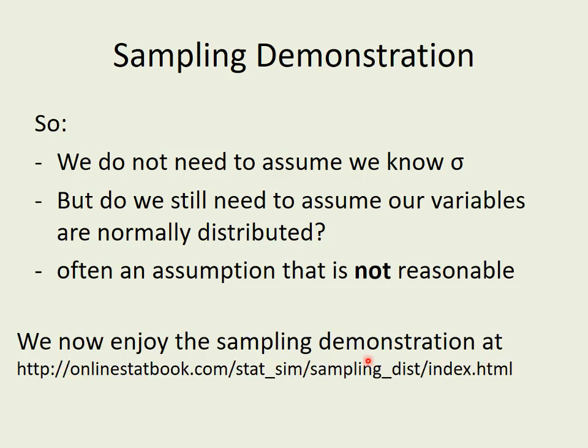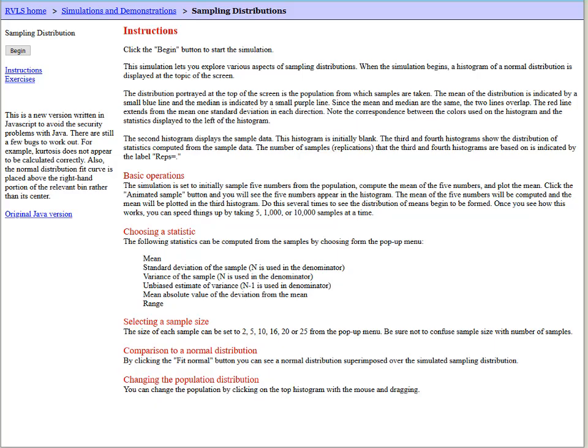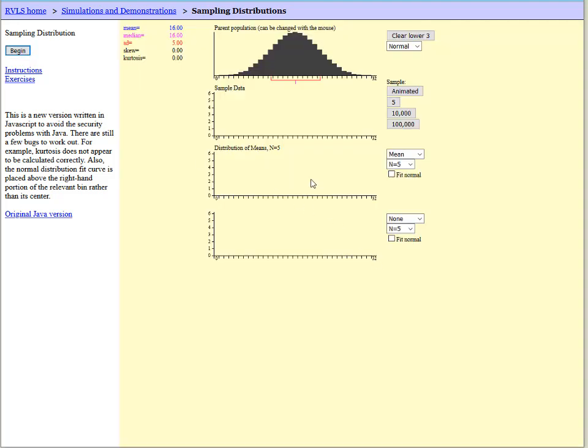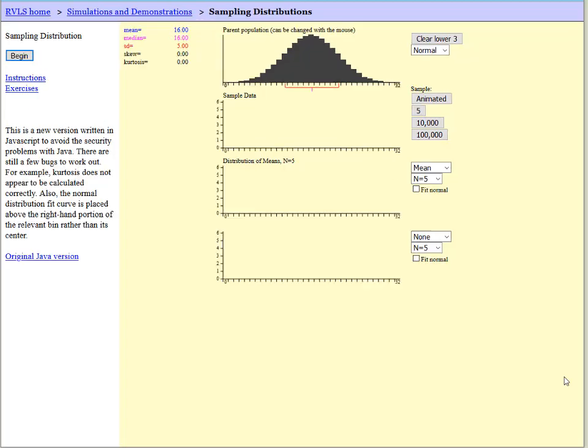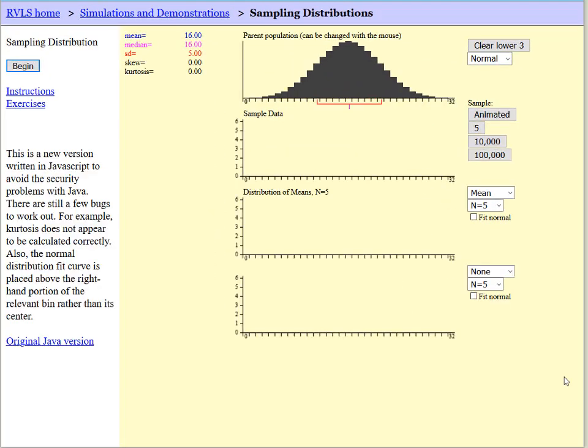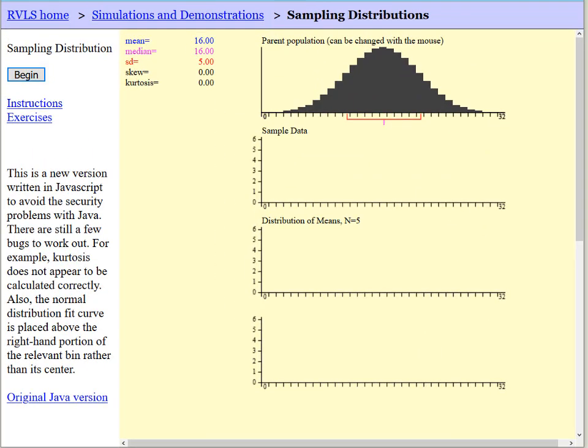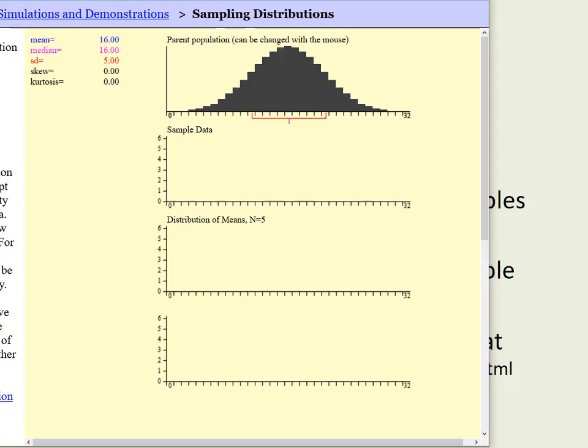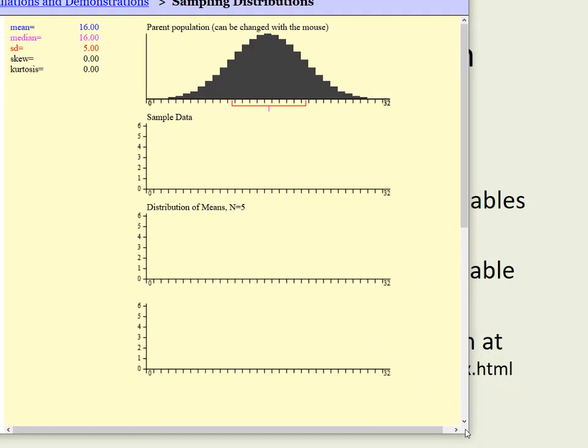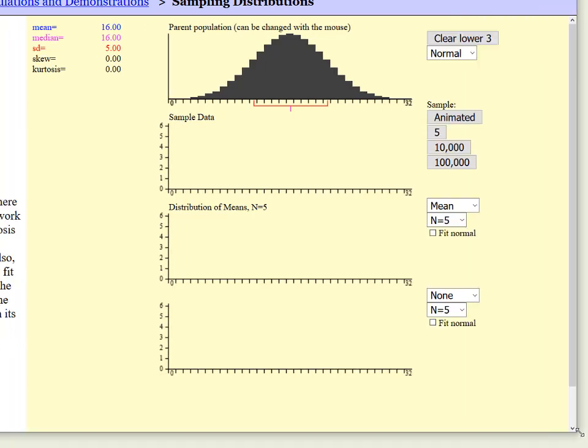So we're now going to enjoy this lovely sampling distribution at this address, which really is quite fantastic. Totally cutting edge 1990s internet. So look at it, it's just fantastic. So here we have, let's blow it up a bit like this. Ignore the stuff off to the side, just focus on the actual goodies.